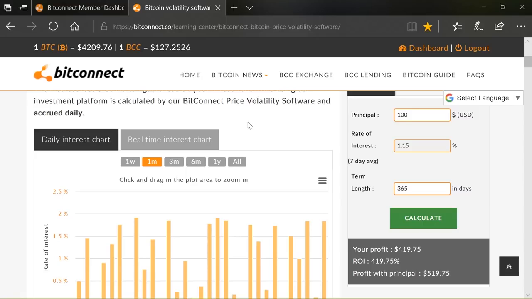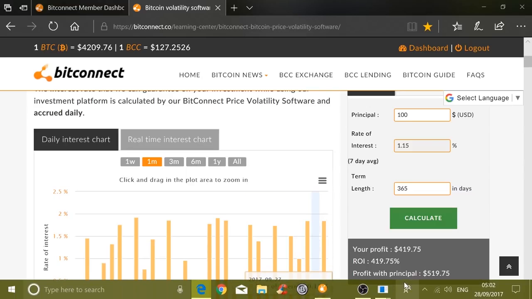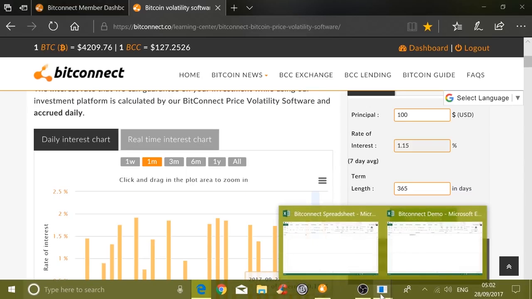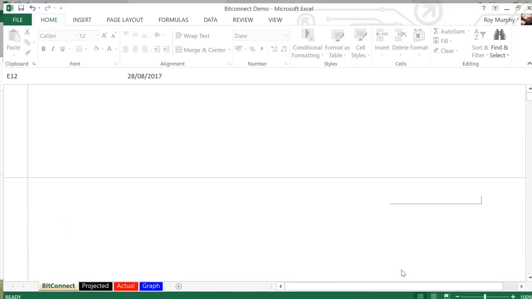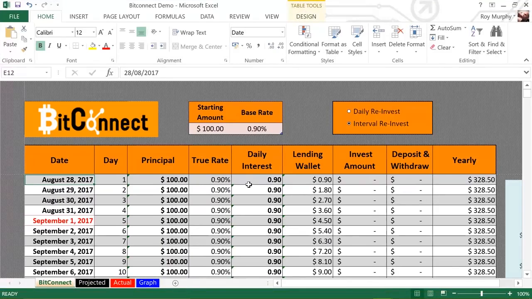So here we introduce our Bitconnect calculator. If we look at the history since the inception of Bitconnect, it's averaged over 1.9% daily compound interest. You can see what we've done here. We've got a starting amount and a base rate. In here we've actually put the base rate of 0.9%.